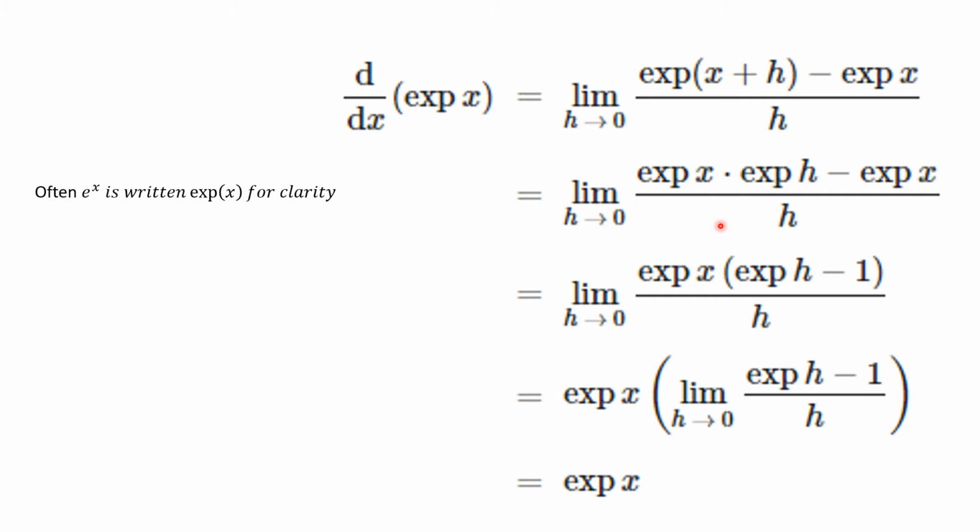Now what we're going to do is some algebra here, because we have two terms in the numerator. We're going to factor out the e to the x from this term and from this term.